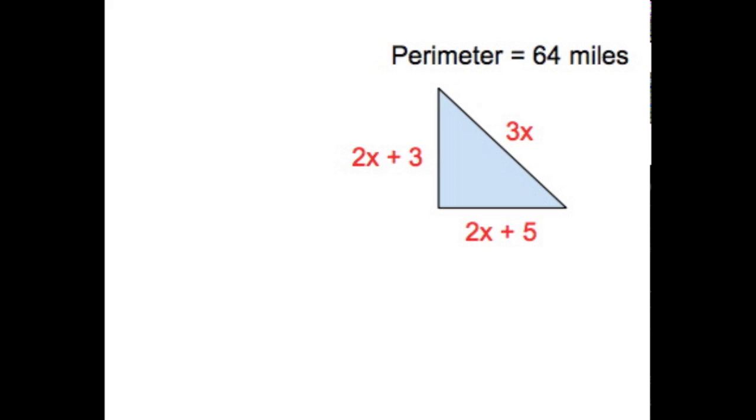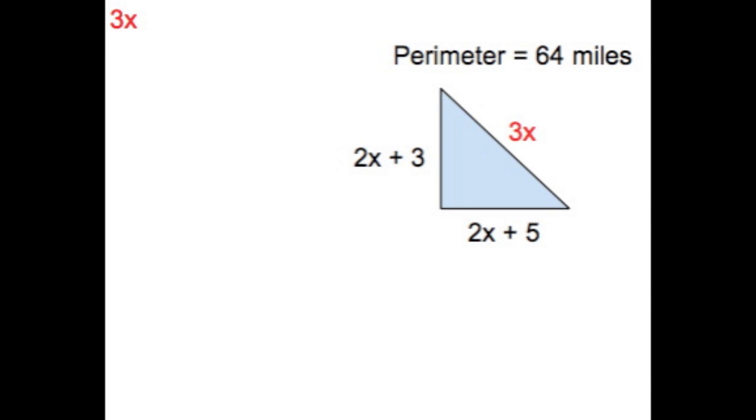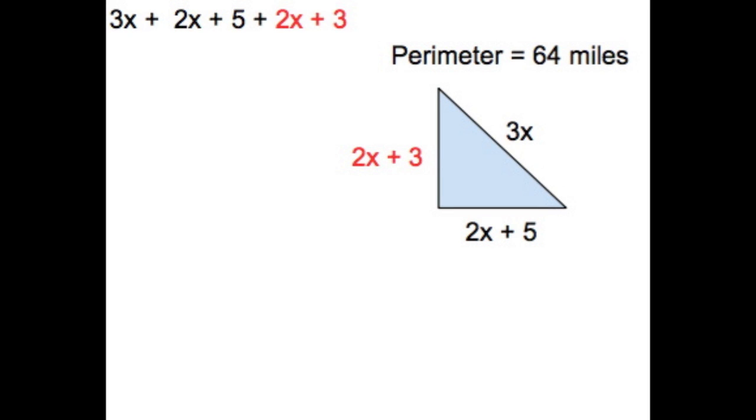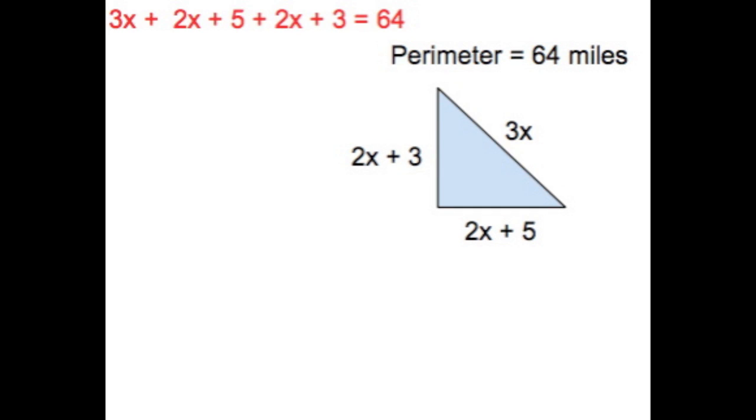So when we add up these three sides, it will equal the perimeter, which is 64. So 3x plus 2x plus 5 plus 2x plus 3 should equal 64. Now we have an equation where we can solve for x.